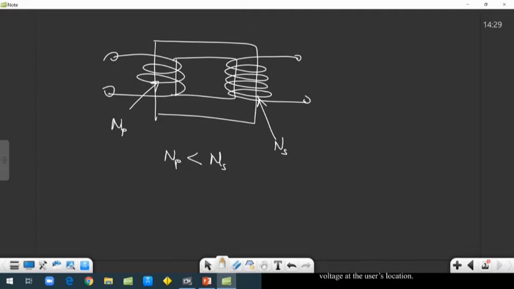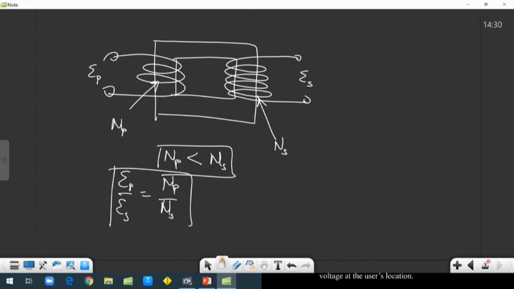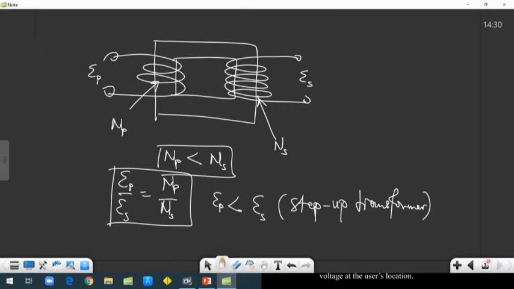That means in this case, we say that this transformer is stepping up voltage, because here we have the EMF at the primary and the EMF at the secondary. Based on the transformation ratio, EP over ES is equal to NP over NS. Therefore, the value of EP in this case will be less than that of ES. So we call this a step-up transformer. The step-up transformer will step up the voltage from the input to the output.